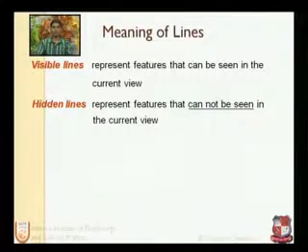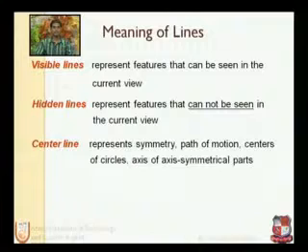Features in orthographic projection. Center line. Center line represents a symmetry. It means if some part is symmetrical on both sides, it must be shown by the center line. It represents symmetricity, path of motion, center of circle, axis of a symmetrical part.